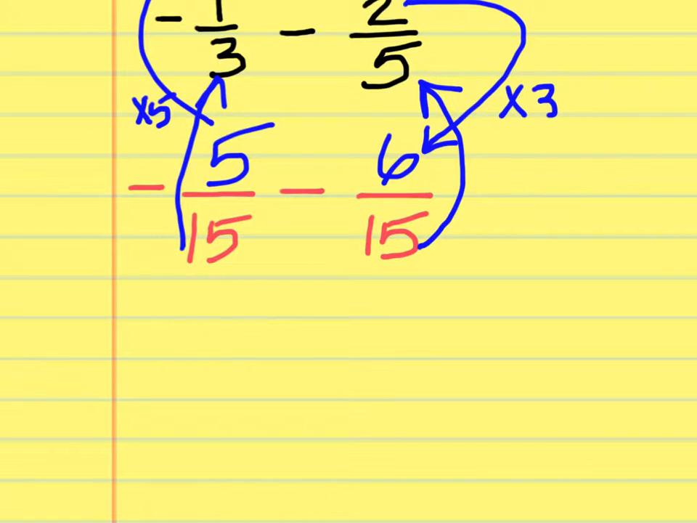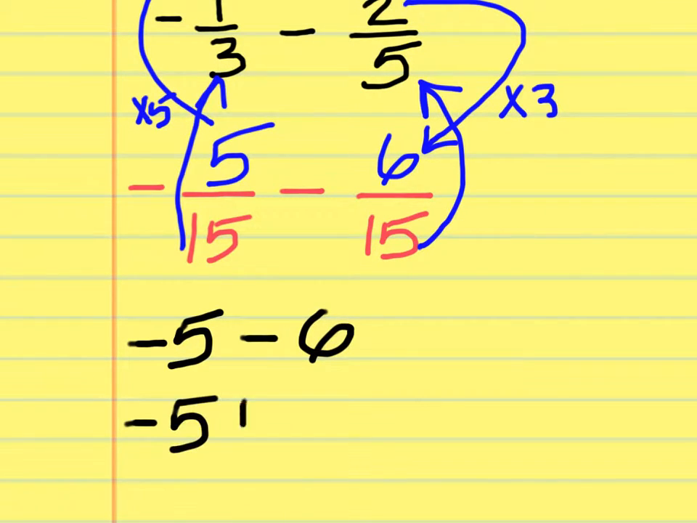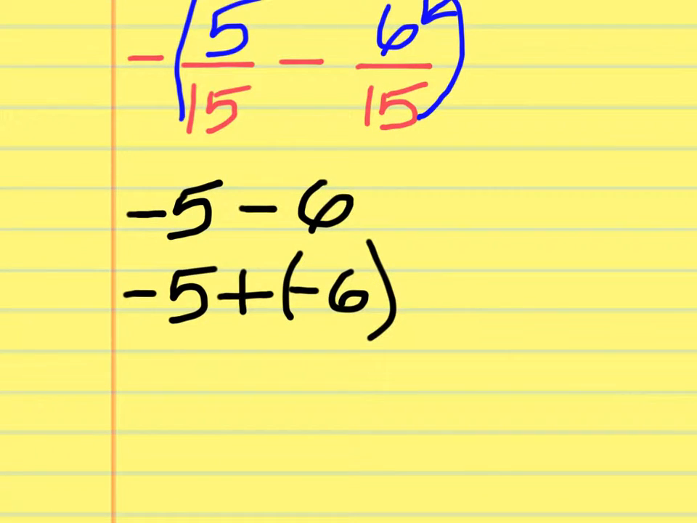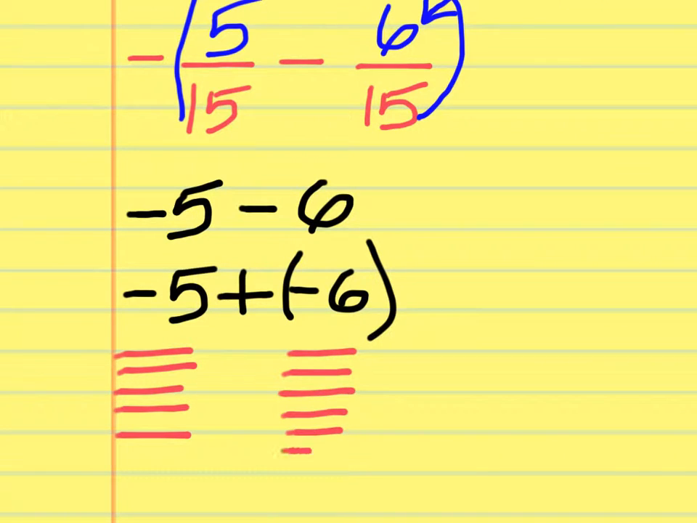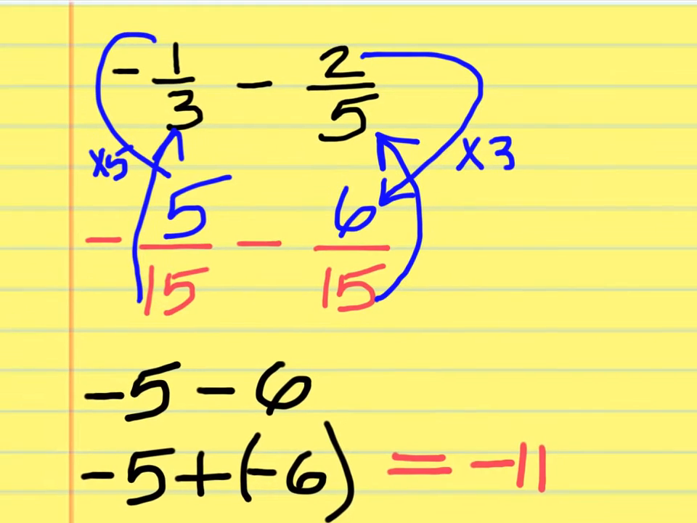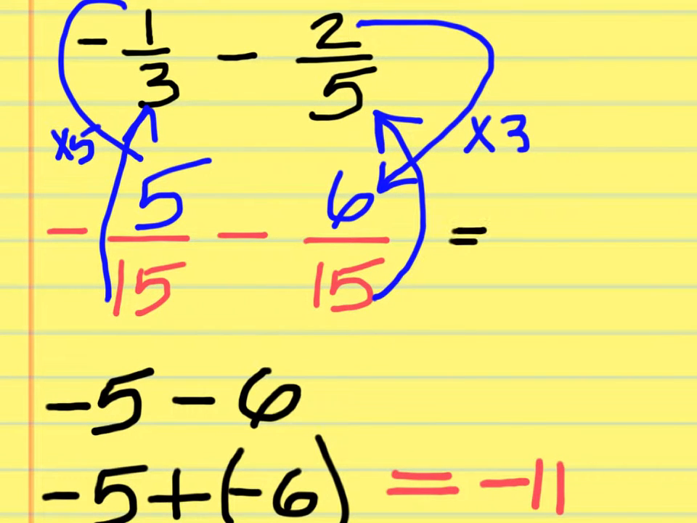I can't hear you over all the slamming lockers out in the hallway. Negative what? No, think of it like this. Negative 5 minus 6. That's the same thing as negative 5 plus a negative 6. I have 1, 2, 3, 4, 5 negatives and 6 negatives. How many negatives do I have? So it's negative 11. So back up here, the answer is a negative 11 over 15.